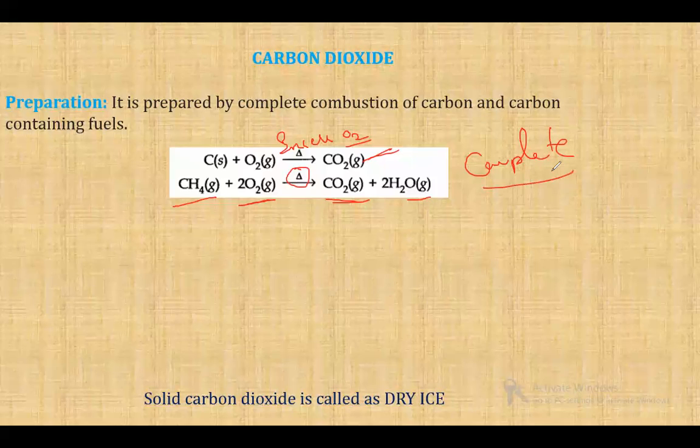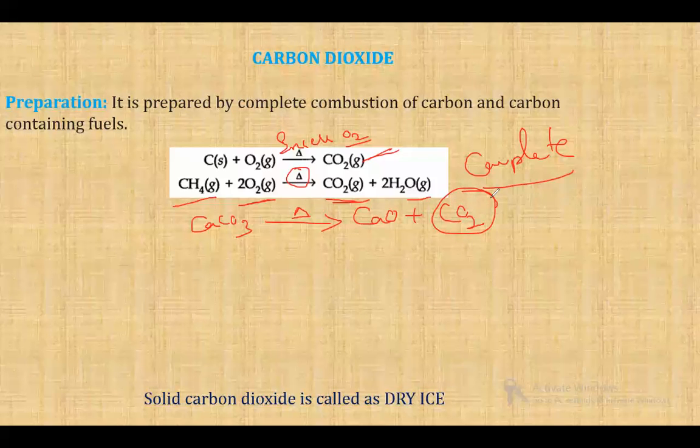Not only this, decomposition of calcium carbonate, CaCO3, at high temperature forms CaO, calcium oxide, with the formation of carbon dioxide. This is not combustion, this is decomposition. It is also called the commercial method of preparation of carbon dioxide.